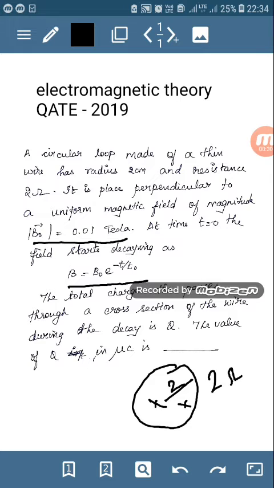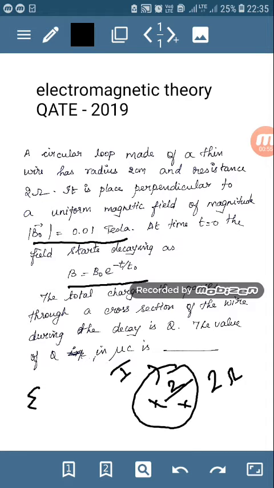The total charge that passes through the cross section of the wire during the decay is Q. The value of Q in microcoulomb is asked. So here a perpendicular, changing magnetic field passing through the coil results in an EMF induced in the coil. Due to this induced EMF, a current flows through the coil.